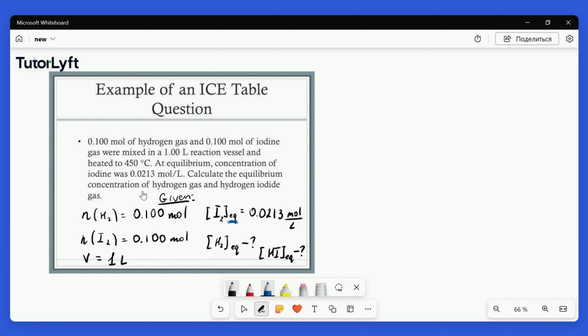Now, let's write out the reaction, but a balanced reaction. So what do we have? We have hydrogen gas and iodine gas were mixed. So hydrogen gas always goes with H2, and we put g. Plus iodine gas, which is also I2, and we put g as a state, and heated it. Then we calculate the equilibrium concentration of hydrogen gas and hydrogen iodide. That's exactly what we have as a product, which is HI, and it's a gas.